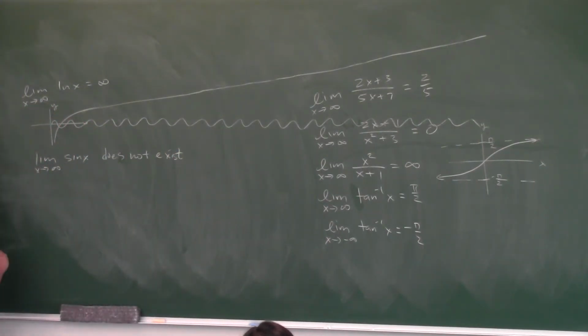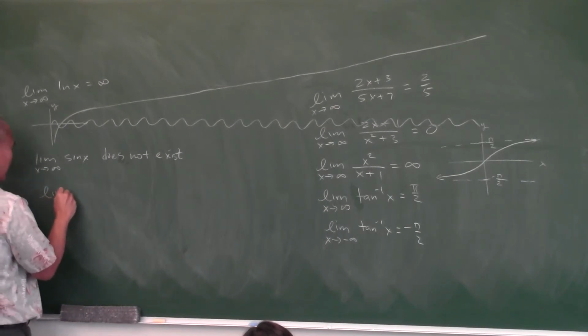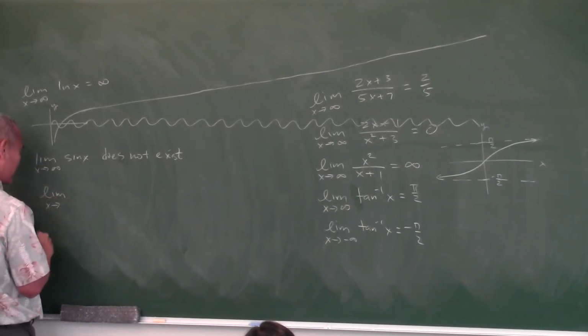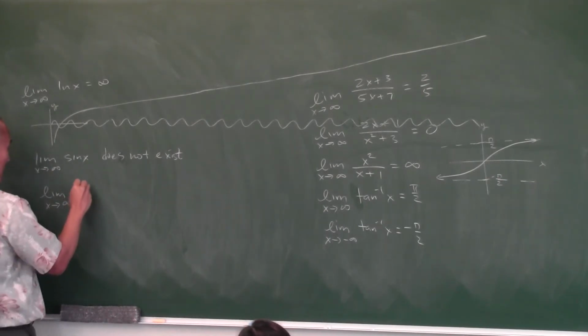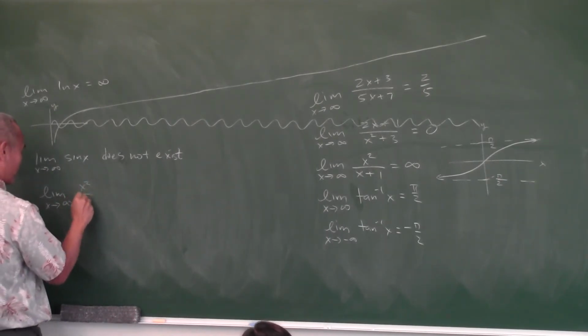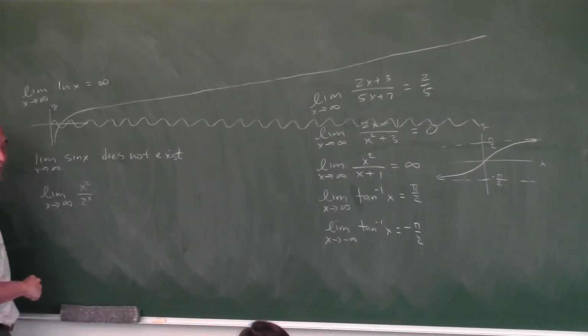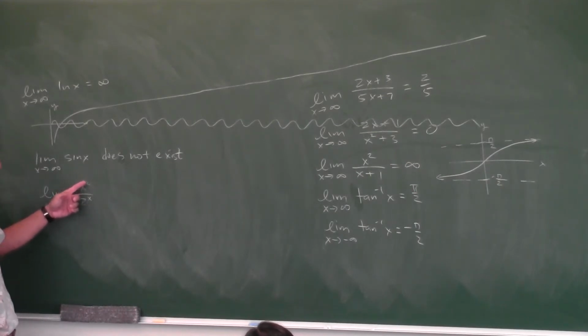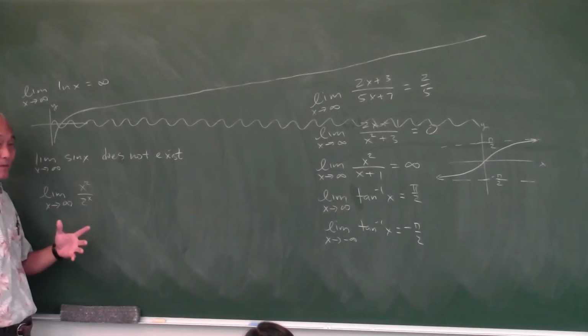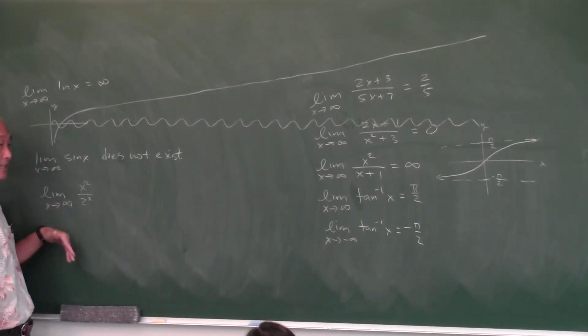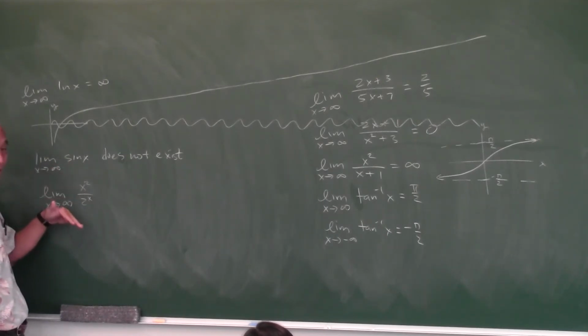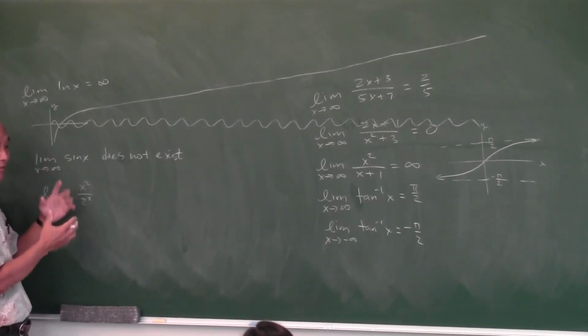Okay. What's the limit as x approaches infinity of x squared over 2 to the x? Now, what happens when you plug in a really big number for x, like a million? You get a million squared, which is a really big number, over 2 to the million, which is also a big number. We call this an indeterminate form, infinity over infinity. It's a really big number over a really big number.